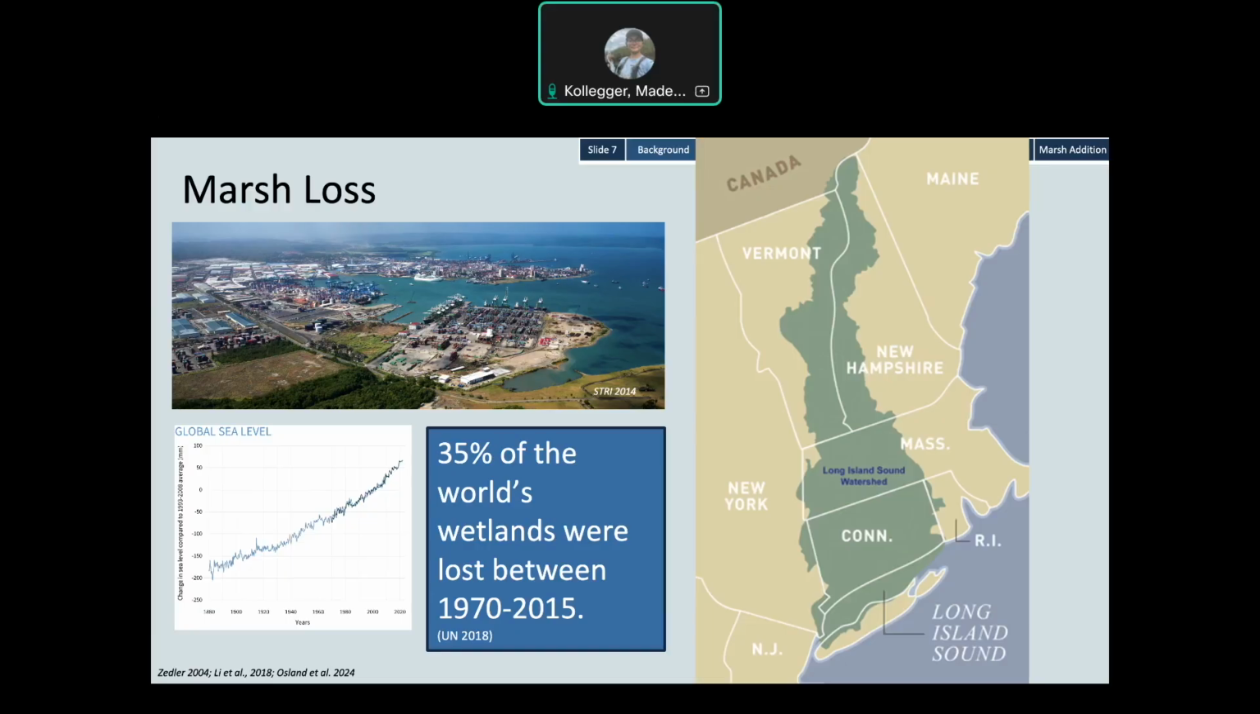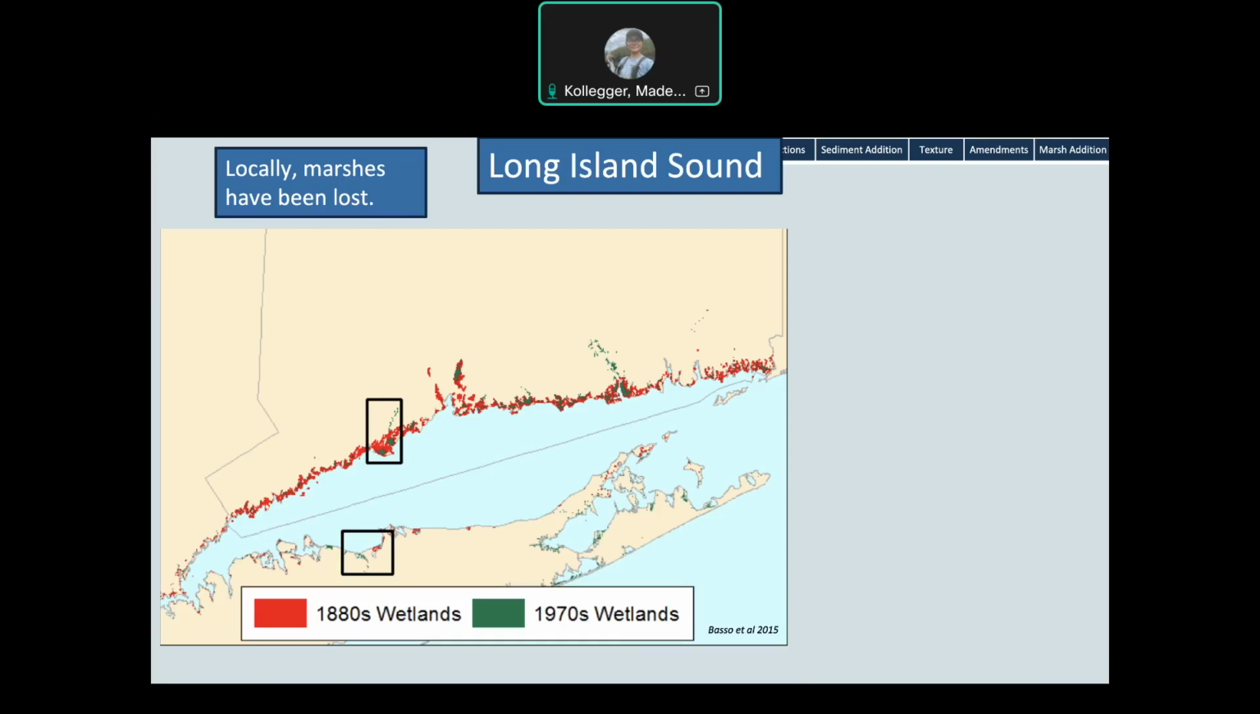And Long Island Sound, which is our location of interest today, is no stranger to that occurring. For example, we can see that in the 1880s, in red is where we had our estimated cover of salt marshes, and in green is where we had them in the 1970s. So far more red than green, which means we have lost our wetlands.